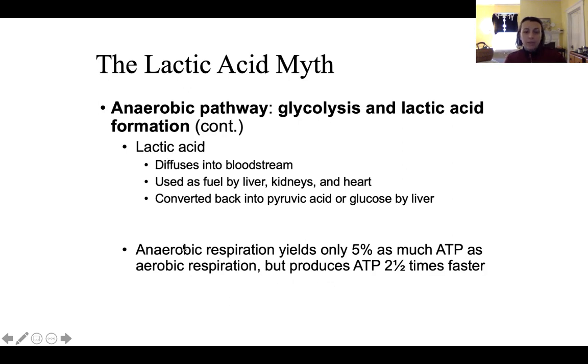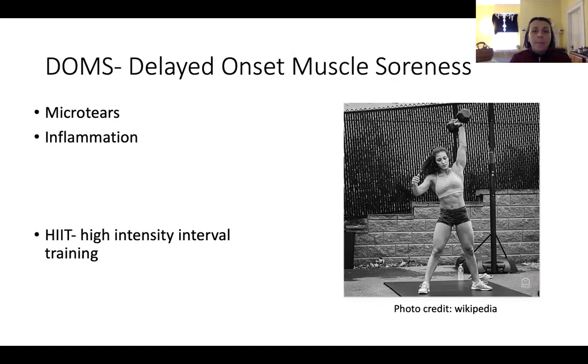Anaerobic, this is without oxygen, yields 5% as much as aerobic respiration, but produces ATP 2.5 times faster. So this little note on our number 2 pathway, anaerobic pathway, is that we don't get a lot of energy, but we get it a lot faster, 2.5 times faster. So a tiny little bit of energy, but very, very fast.